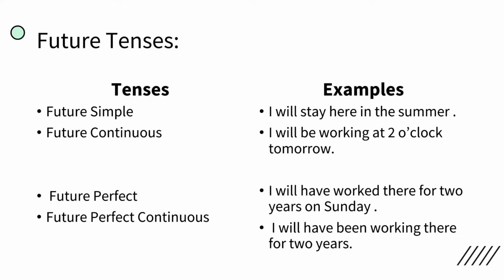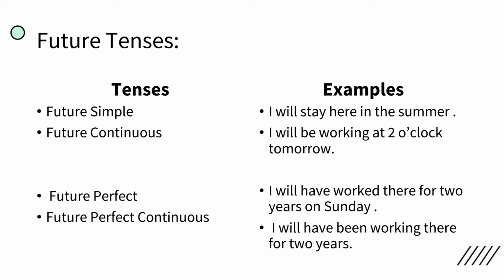Let's have a quick overview of the future tenses. They're used to talk about events after the present moment. We have the future simple, I will stay here in the summer. This is used to talk about events or actions that we believe will happen in the future. We are nearly certain.